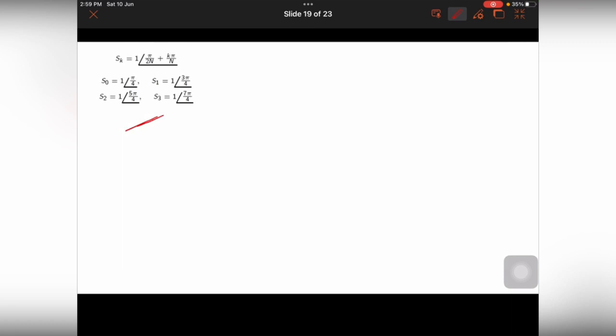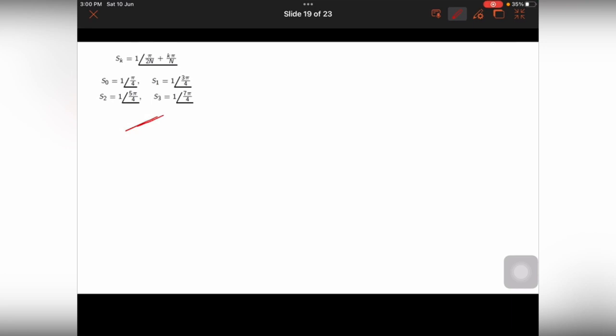45 degree is located in the right half. Similarly, when S1 is equal to 1 at an angle of 3 pi by 4, which is 135 degree, it is located at the left half of the S plane. Similarly, S2 is also located at the left half of the S plane, whereas S3 is located at the right half of the S plane.